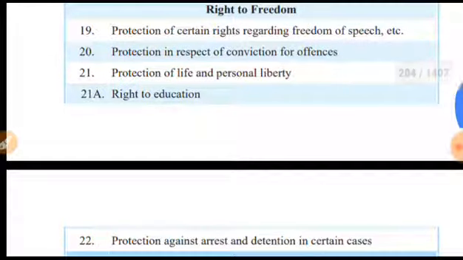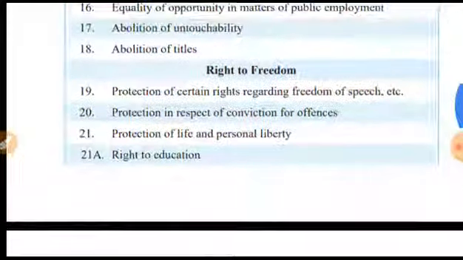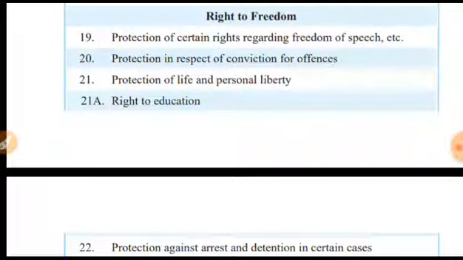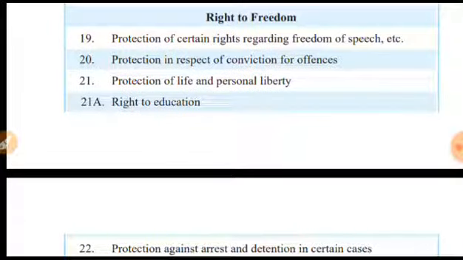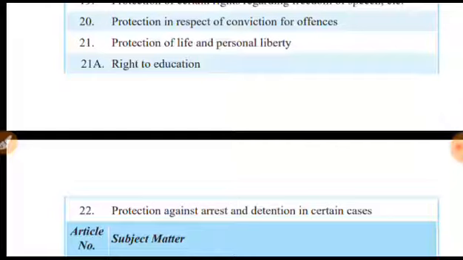And Article 21, protection of life and personal liberty. Article 20 is protection in respect of conviction for offences, and Article 19 is protection of certain rights regarding freedom of speech. Article 21, protection of life and personal liberty. Article 21A, right to education.